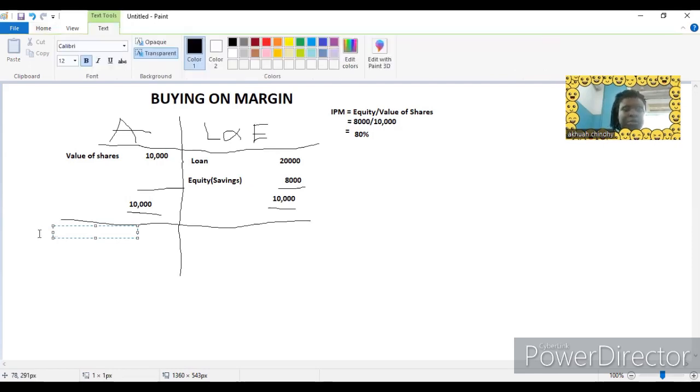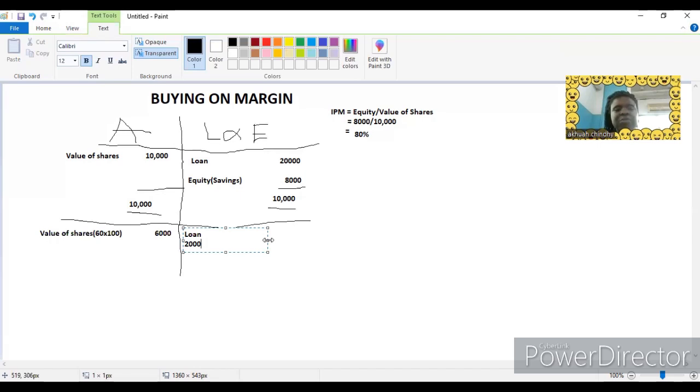So the value of shares will now be the 60, which is the price, times the 100, which is the number of shares, right? And then you get 6,000. We'll get 6,000 as the new value of shares. Okay. That's our assets. Then our loan remains the same. Okay, because we've already taken the loan, so it's not going to change, right? So we have our 2,000, but then our equity will change.